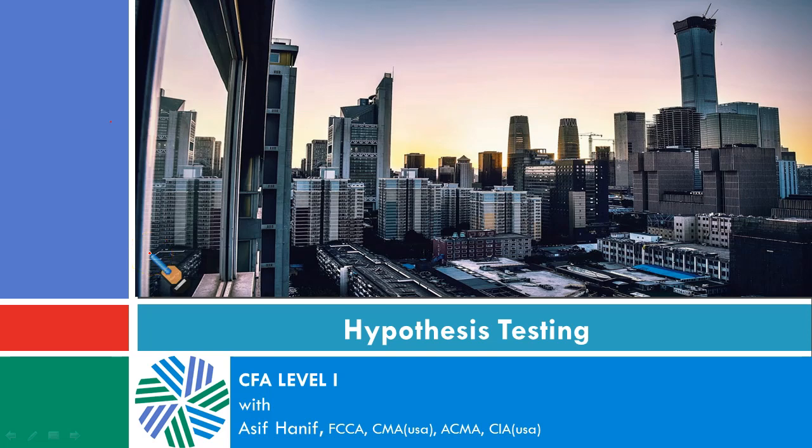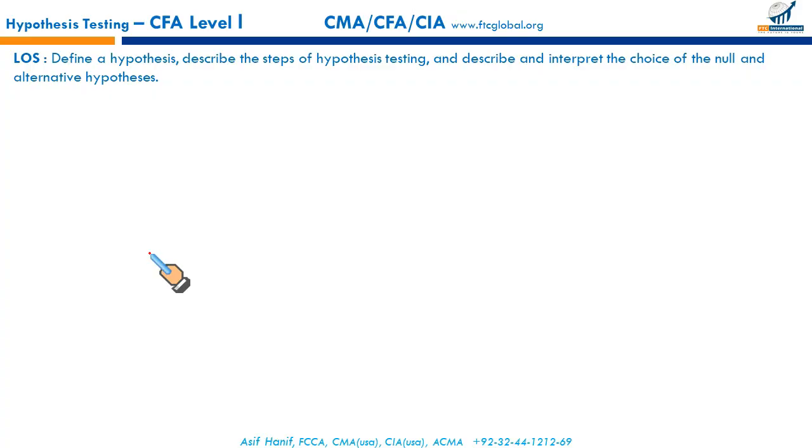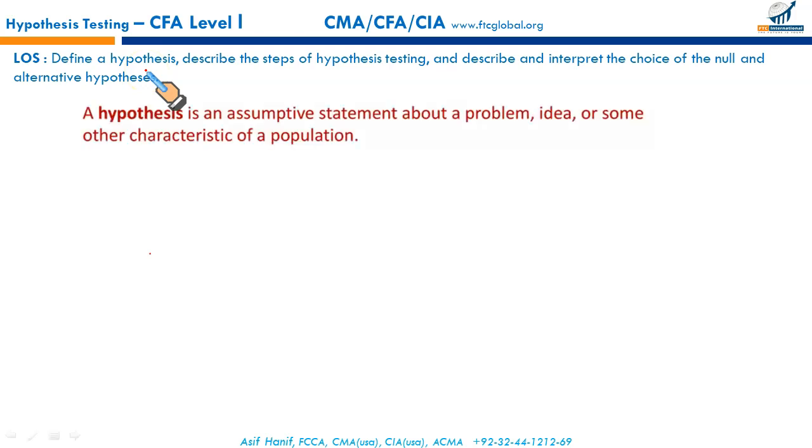Your next reading is hypothesis testing, and let us go by Elvis. First, Elvis says define a hypothesis, describe the steps of hypothesis testing, and describe and interpret the choice of the null and alternative hypothesis. First, let's define hypothesis. The literal meaning of hypothesis is some assumption, some premise. Let's see how it has been defined here.